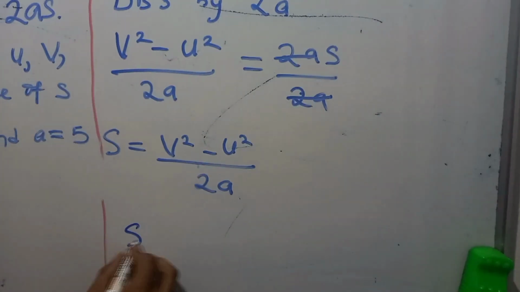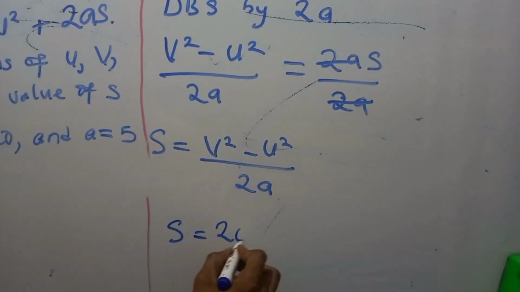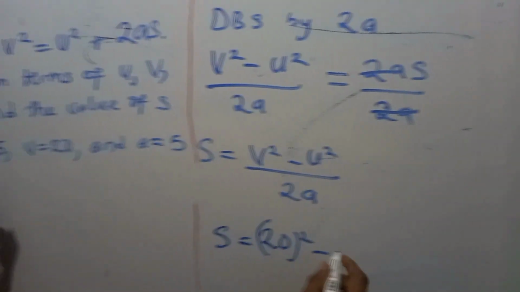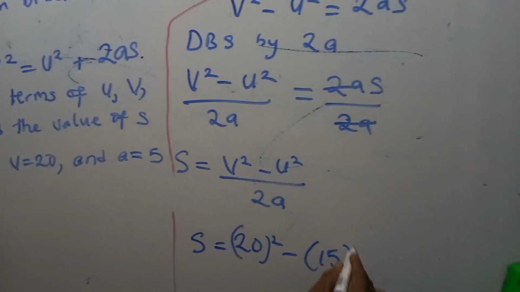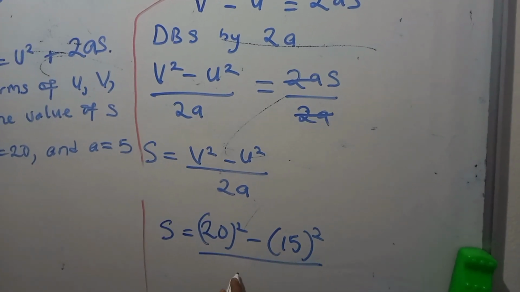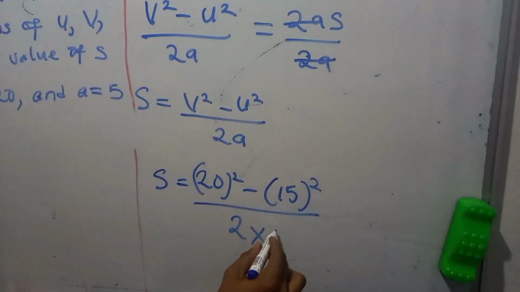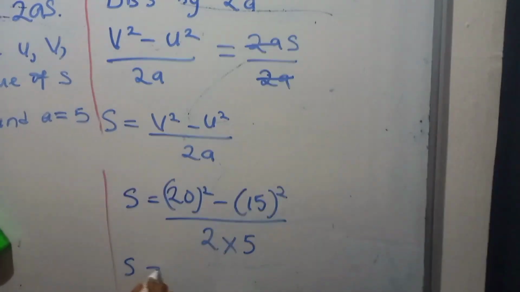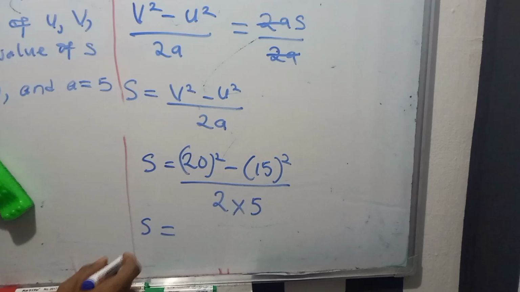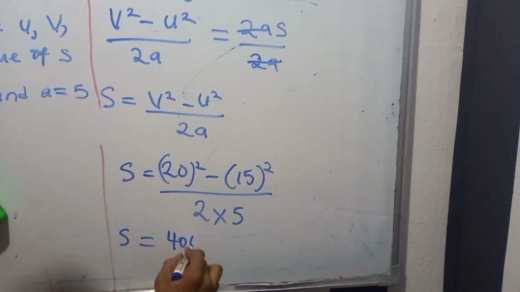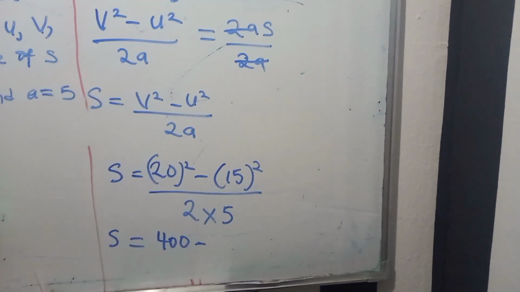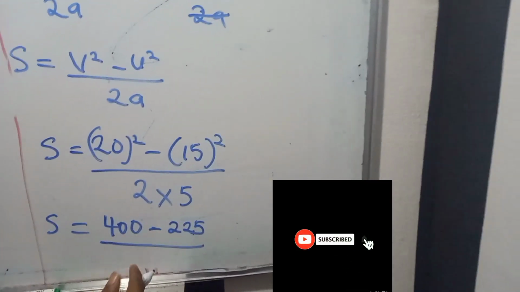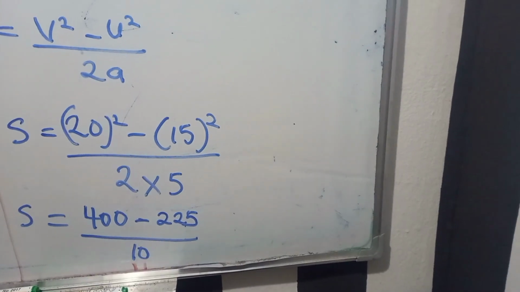I'm going to say S equals v square, which is 20 to the power 2, minus u square, u is 15, 15 square, all over 2 times a, and a is 5. So we continue by saying that S equals 20 to the power 2, which means 400, minus 15 square, which is 225, over 2 times 5, which is 10.